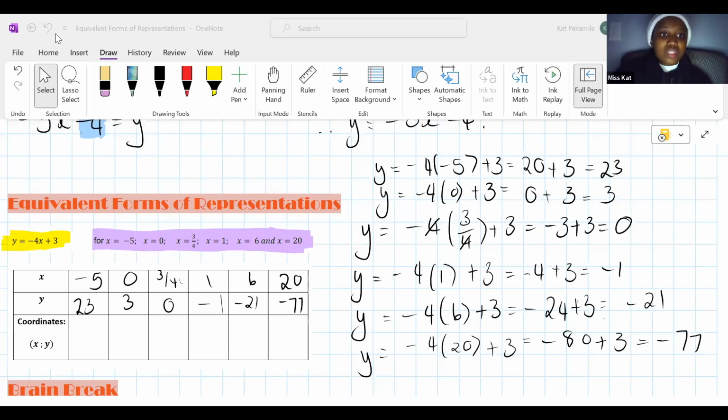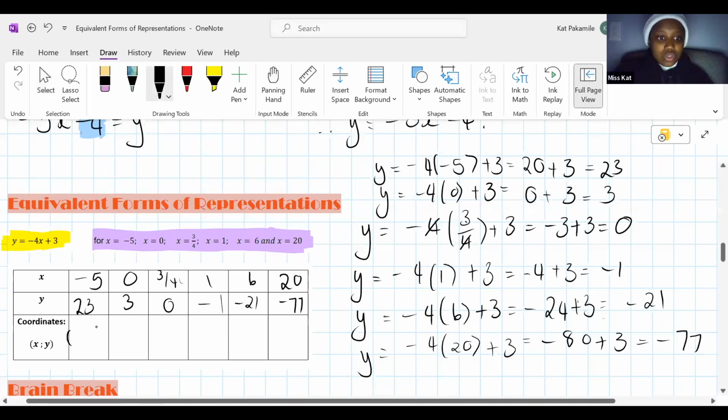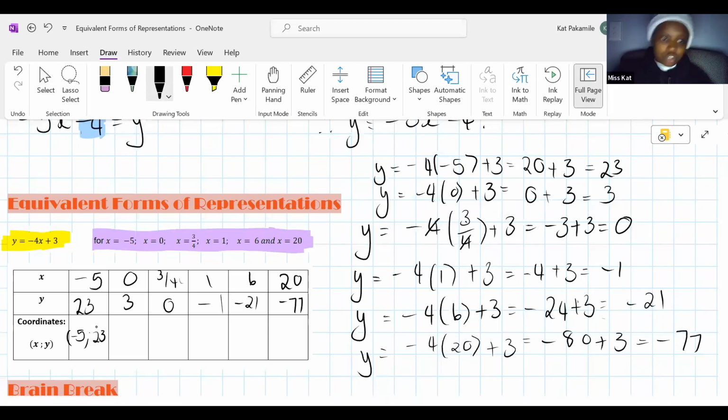So now this is where we are going to introduce graphs. Before we do anything about graphs, we need to understand coordinates. Once you have your input and your output, the way we write coordinates is open brackets, your x point, so -5, semicolon, your y point, which is 23, close brackets. So I need you guys to tell me, what are my next coordinates? These represent something extremely important, so we need to learn how to write them absolutely correctly.